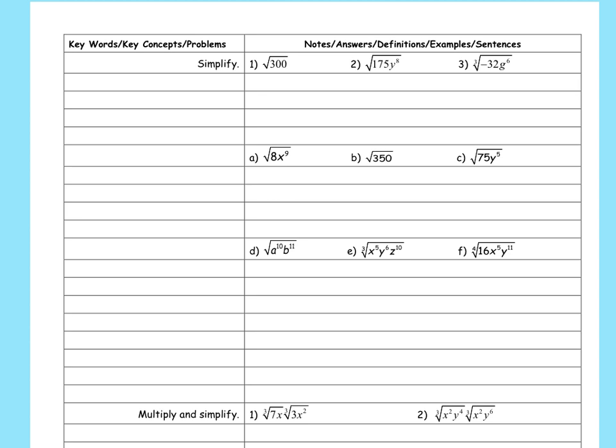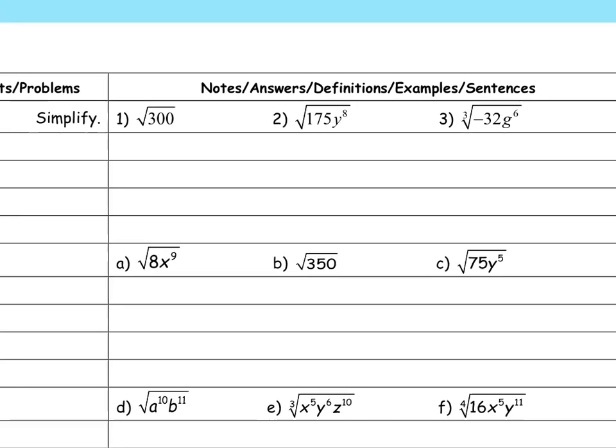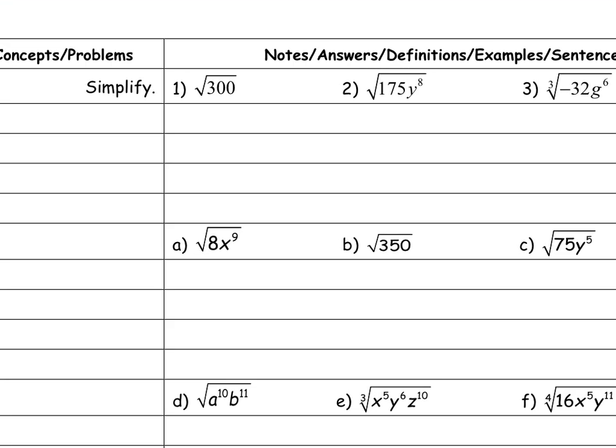Okay, so now we're gonna simplify again. So I need to simplify the square root of 300. So now I need to think about what numbers go into 300. I really want a perfect square. Does anyone know what a perfect square is? A perfect square is a number that when I multiply two of the same numbers together, I get it. Like 2 times 2 is 4, so 4 is a perfect square. 3 times 3 is 9, so 9 is a perfect square.